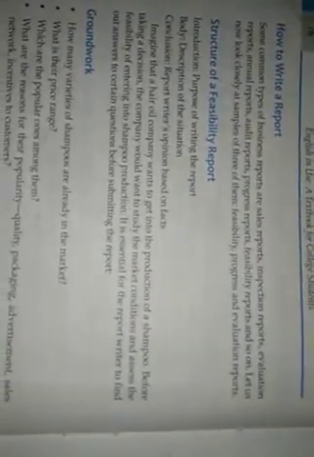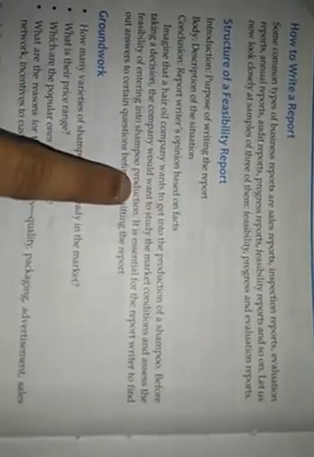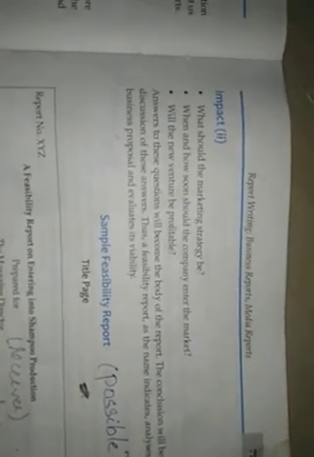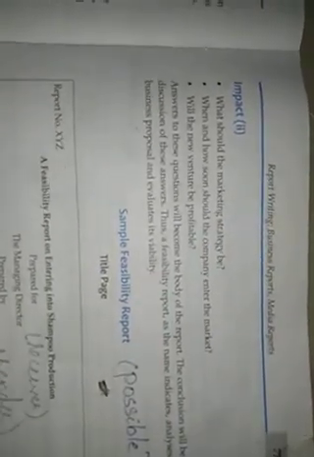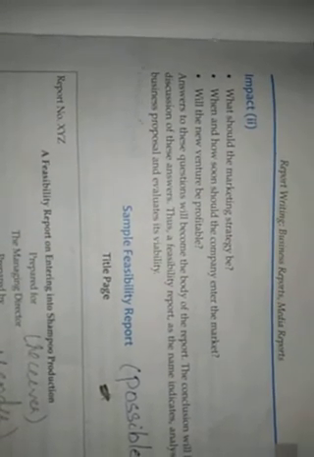Here, in the structure of a feasibility report, first is the introduction. Imagine that a hair oil company wants to get into something new. That comes under the introduction, which gives the purpose of writing the report. Next, the main body. All the questions, and the answers to these questions, will become the body of the report. And the conclusions drawn from these answers will be the conclusion. So this is about the structure of a feasibility report.